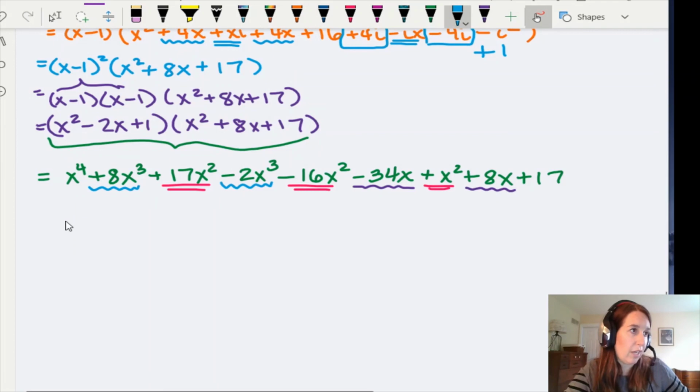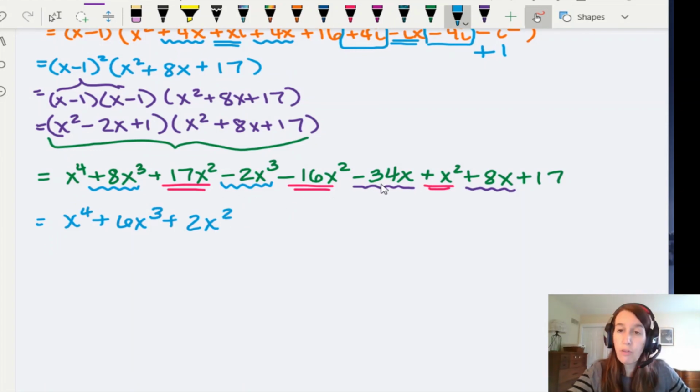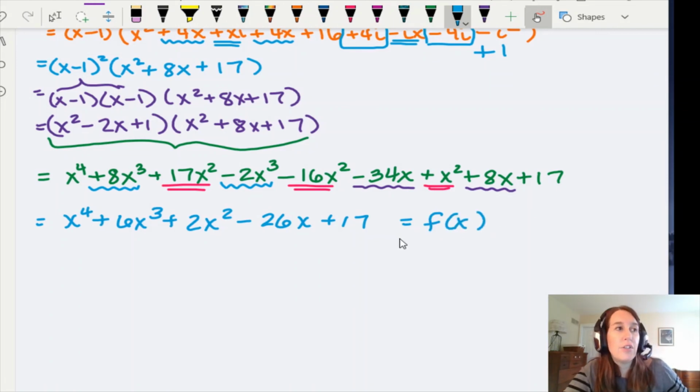Okay, so our final answer looks like x to the fourth, and then we have plus 8x cubed minus 2x cubed, so plus 6x cubed. Then we have 17x squared minus 16x squared, so that's only 1x squared, plus another x squared, so that's 2x squared. Let's see, our next terms are the negative 34x and plus 8x. So that looks to me like negative 26x and then plus 17. Okay, so that was equal to our f of x and our final answer.